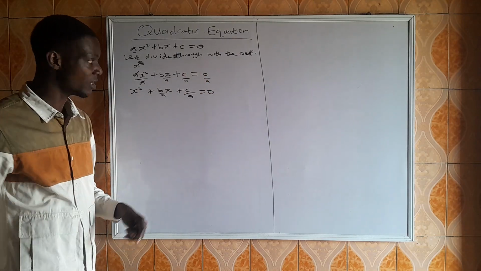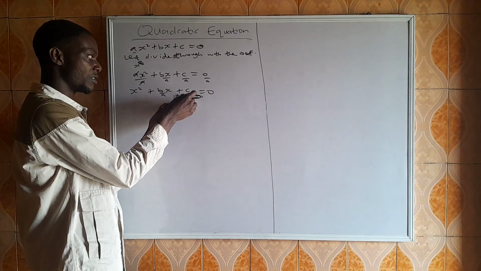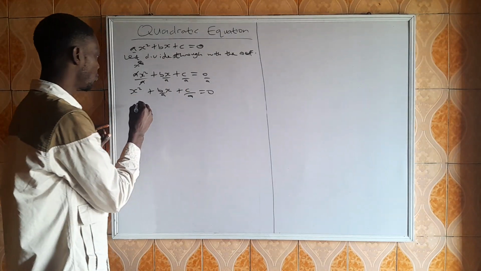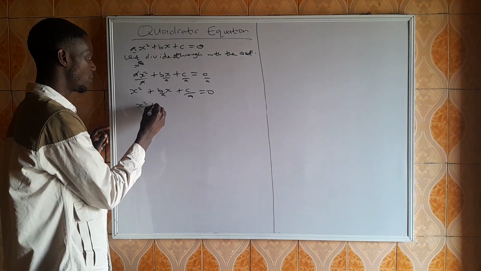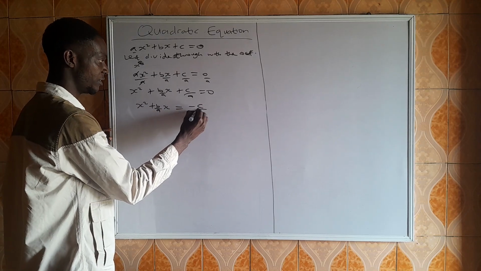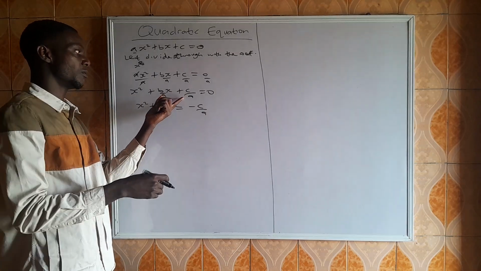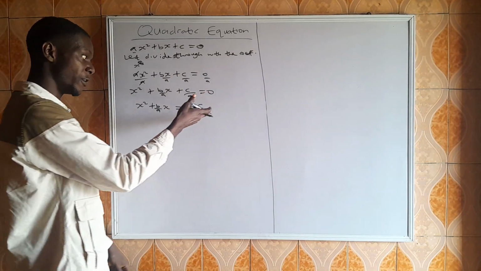Now, let's take the constant value, which is c over a, from this side to the other side. So you have x squared plus b over a x equals minus c over a. That is when you bring a plus from one side to the other, it becomes minus.